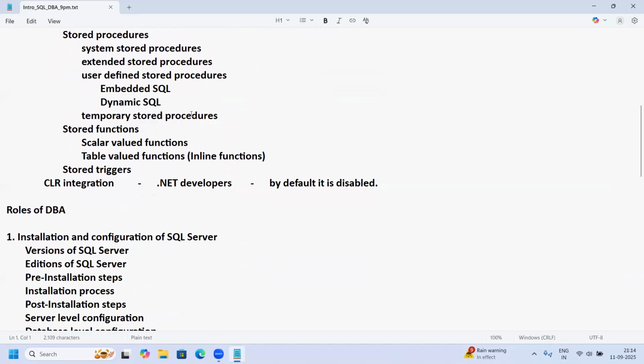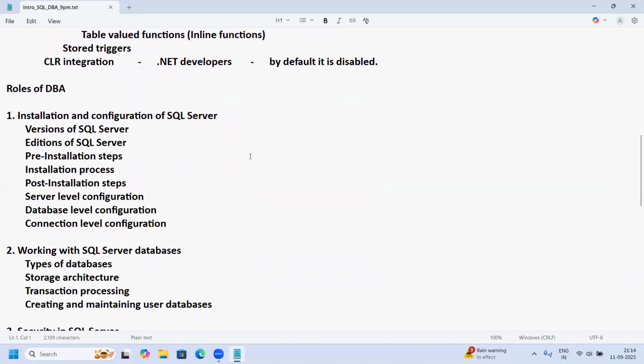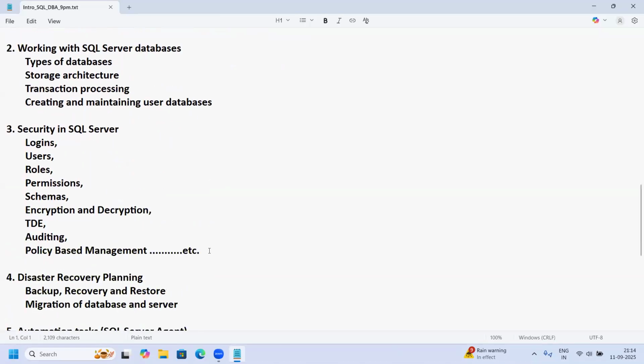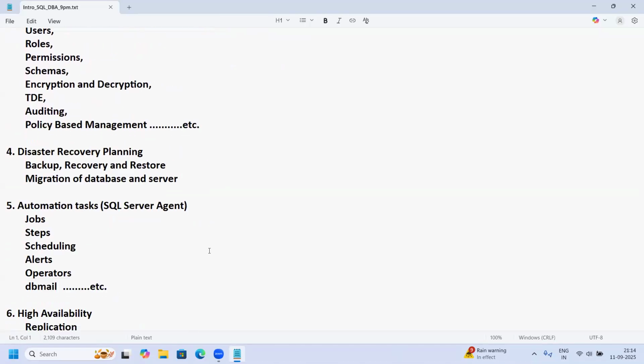In that, we covered the installation and configuration part of SQL Server, and what you should be aware of about the installation process as a DBA. Then working with SQL Server databases, storage architecture, transaction processing, creating and maintaining databases, and security. All these things.